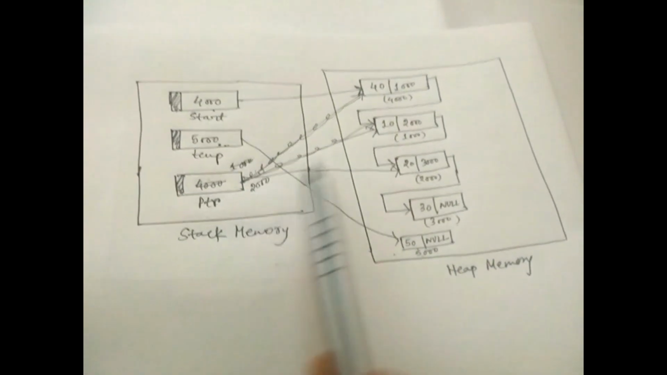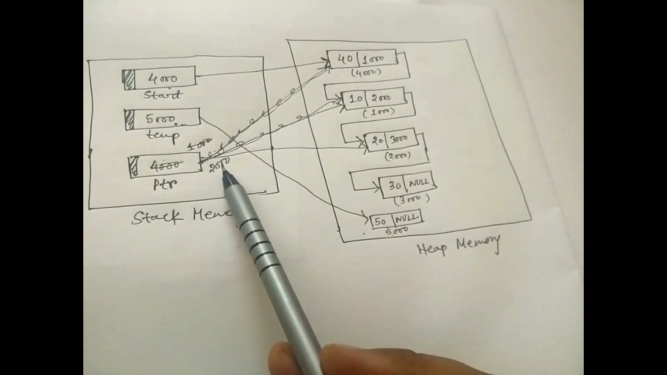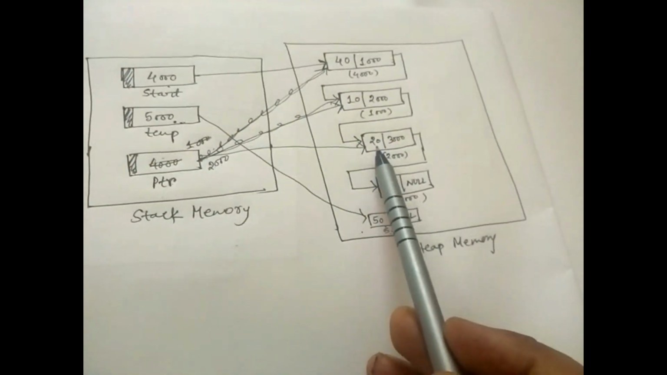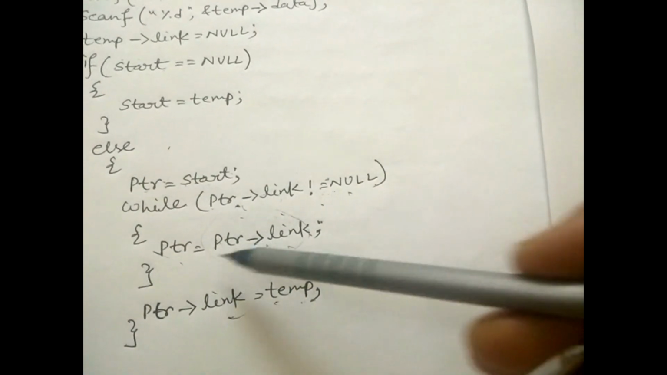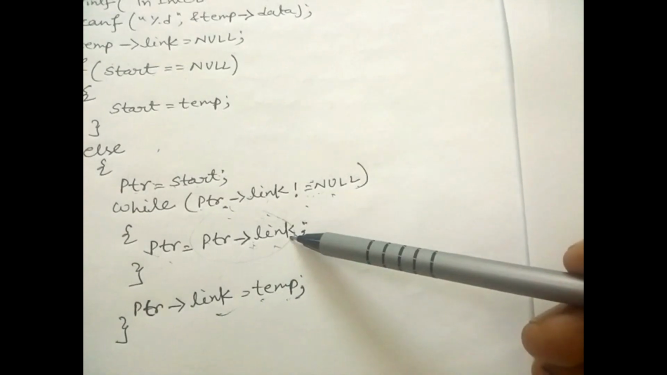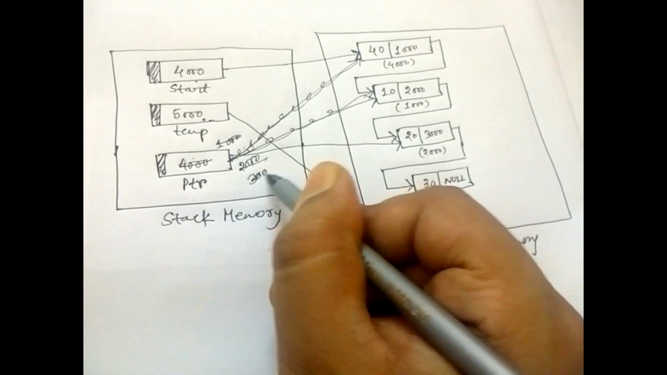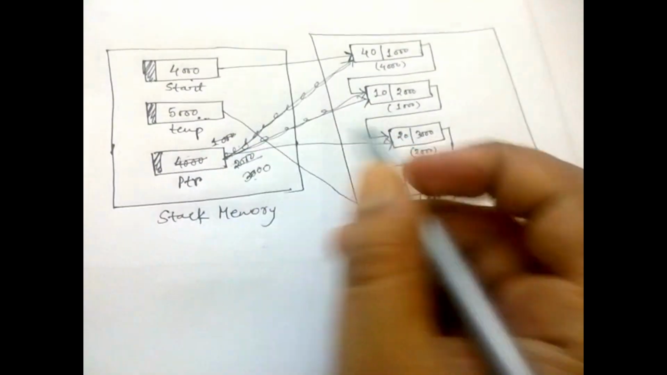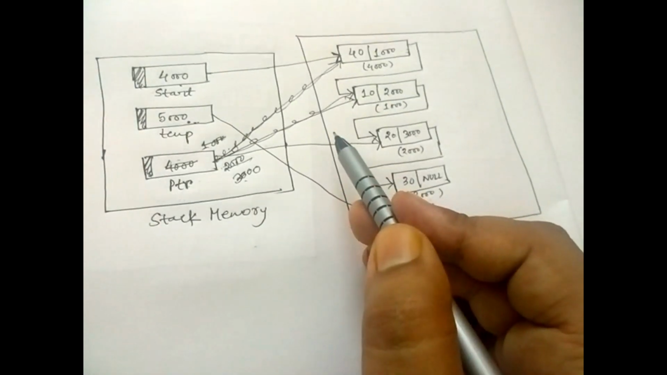Ptr is 2000, so ptr arrow link is 3000, because ptr points here and ptr arrow link is 3000. So the condition is satisfied. Again go inside the while: ptr equal to ptr arrow link, so ptr arrow link is 3000 and now ptr equal to 3000, because the value of ptr arrow link is assigned into ptr.